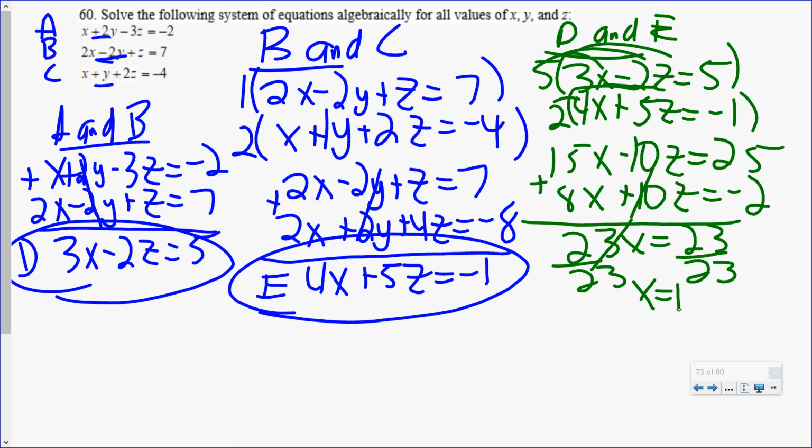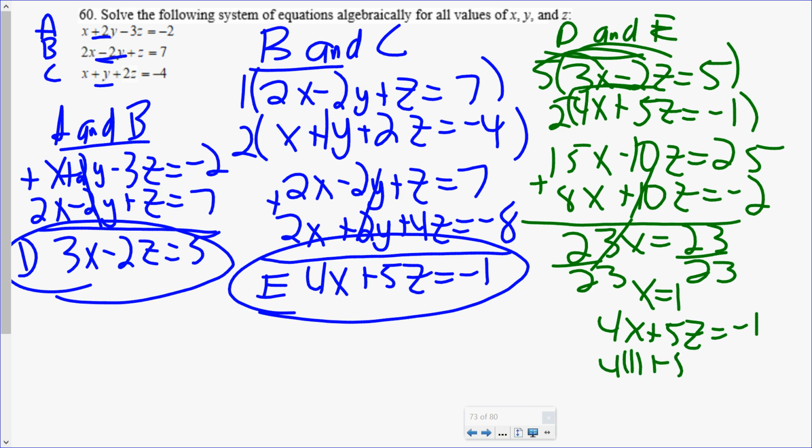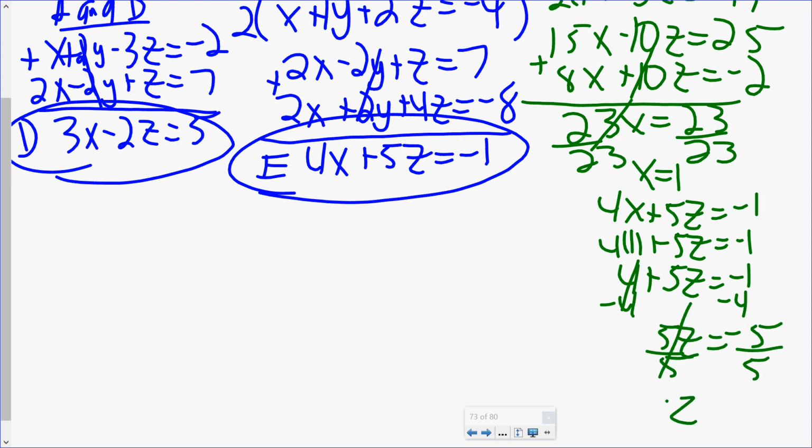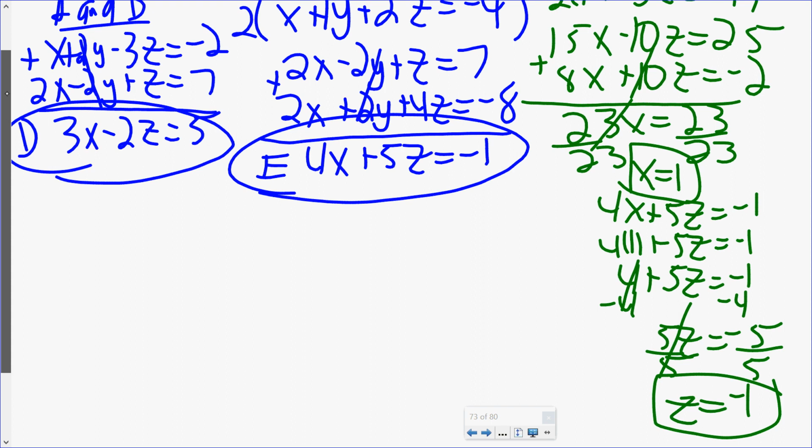Now I stick with the 2x2 system. I write one of the originals, 4x plus 5z equals negative 1. I replace the x with 1, and I do the algebra. I solve for z. z is negative 1. So x is 1, z is negative 1. I have 2 of the 3 variables.